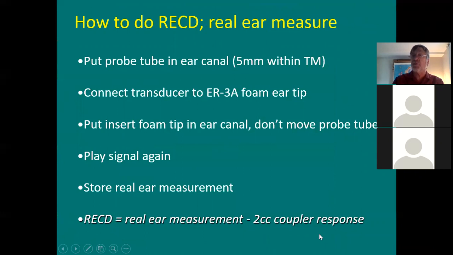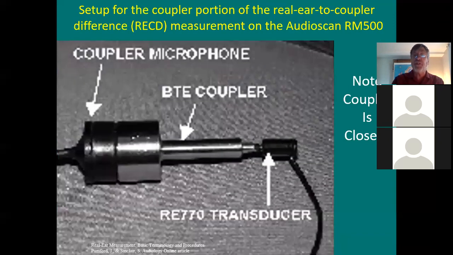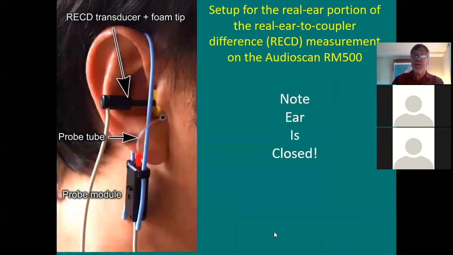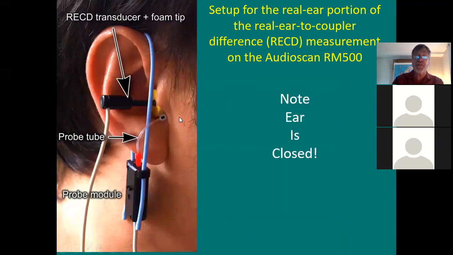Remember, the ear always produces more because it's a smaller space. So here's what it looks like. First, you did this, and you got the measurement in a 2cc coupler. Then you did this. Here's the probe tube stuck in the ear. Now you've taken that same transducer from your real ear equipment, the same thing here, and you've just plugged it into an insert headphone, and you stuck that in the ear.